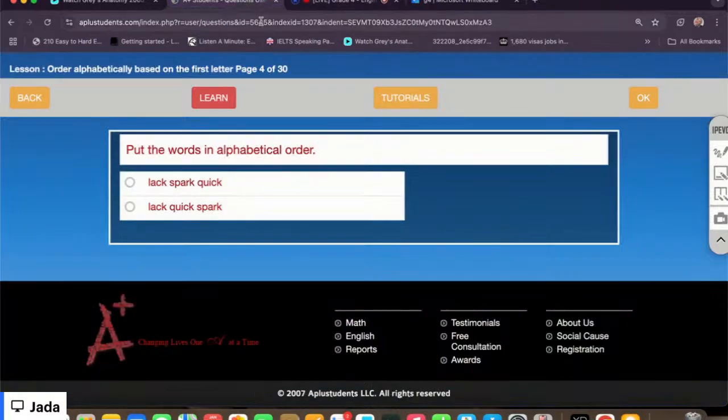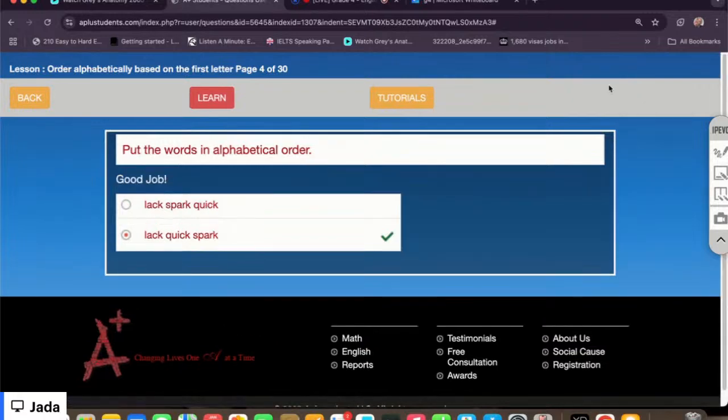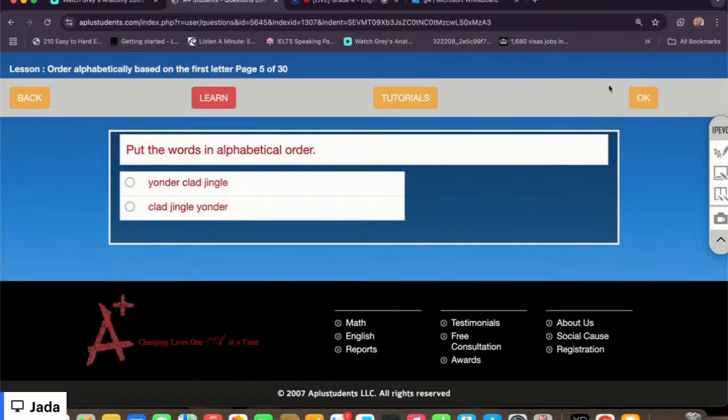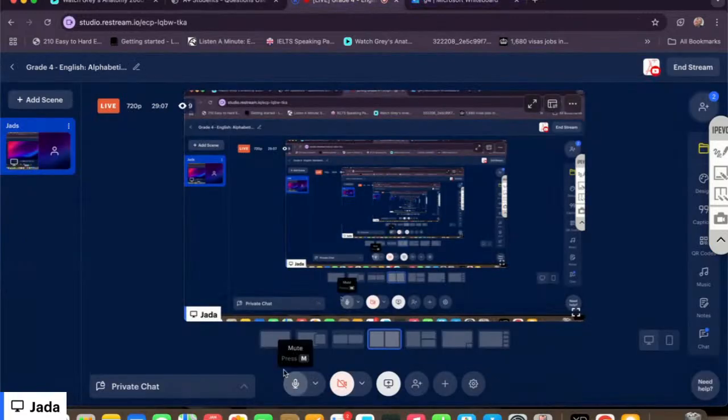Okay, so we have option two. Good. So, this one, yonder, clad, and jingle. Yonder, clad, and jingle. What is the right order for this? Tell me, what's the right order for this?